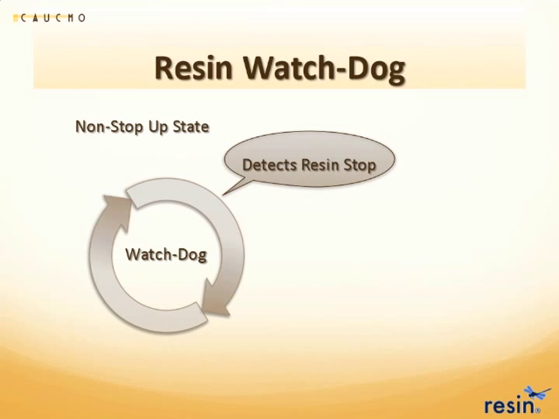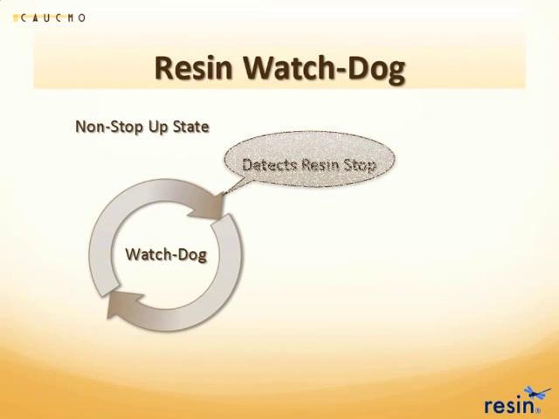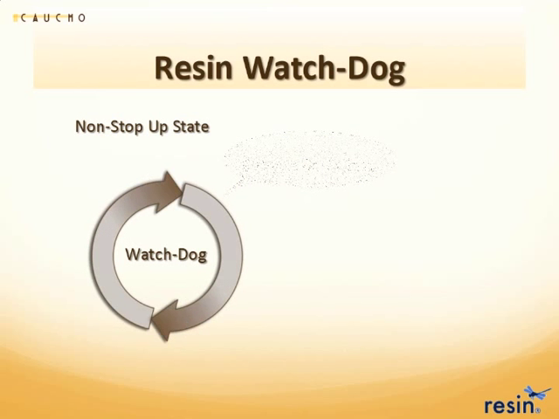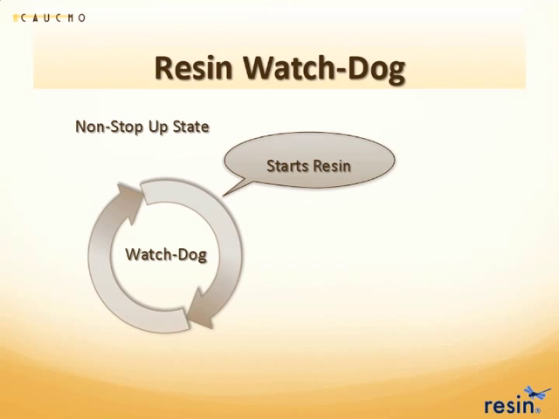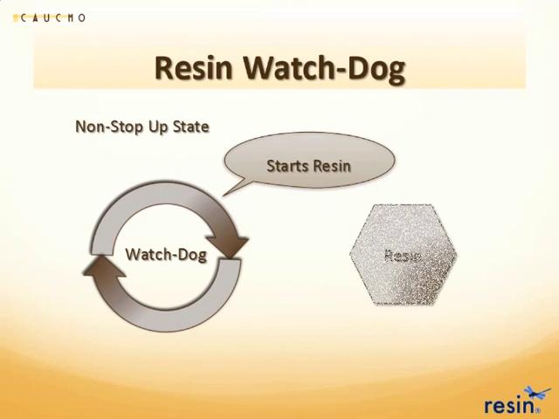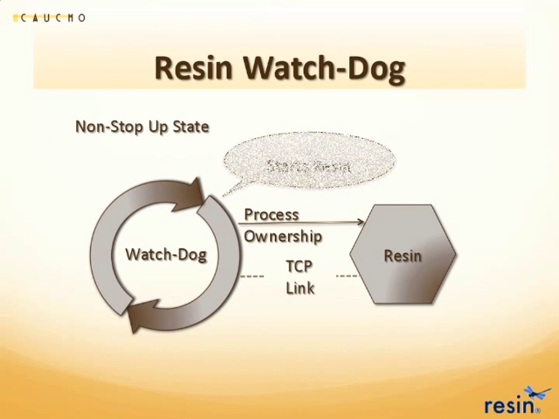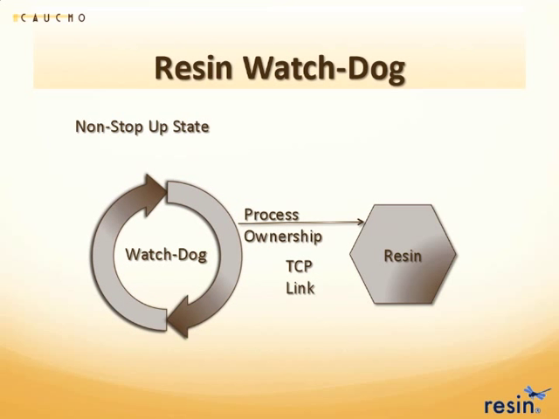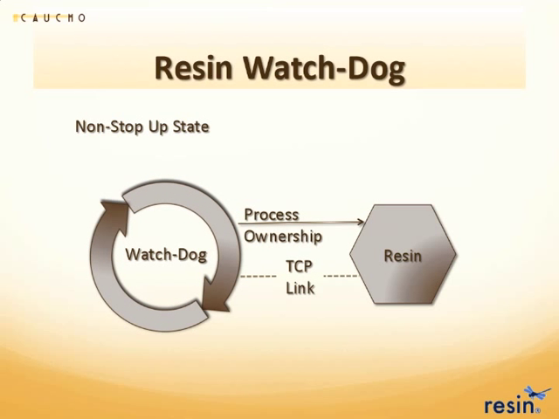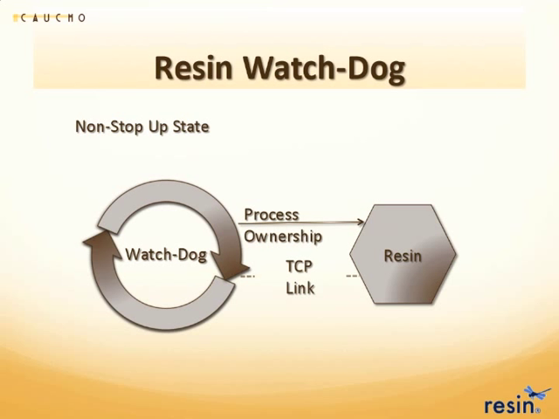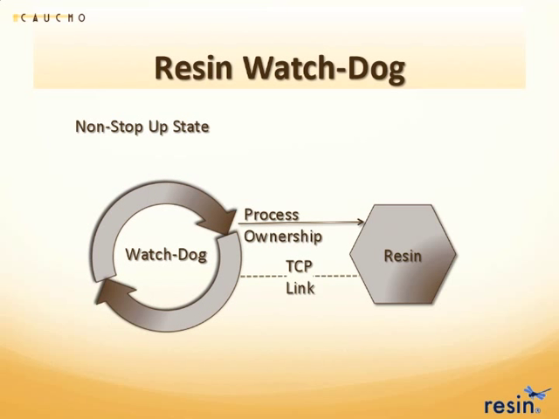Resin runs in a non-stop Resin watchdog mode. Non-stop Resin mode differentiates Resin from the crowd of application servers. It is one of the reasons that Resin Pro is a server of choice for very large deployments and network appliances where reliability is paramount. Non-stop Resin reliability is the difference between sleeping at night and getting support calls at 3 a.m.